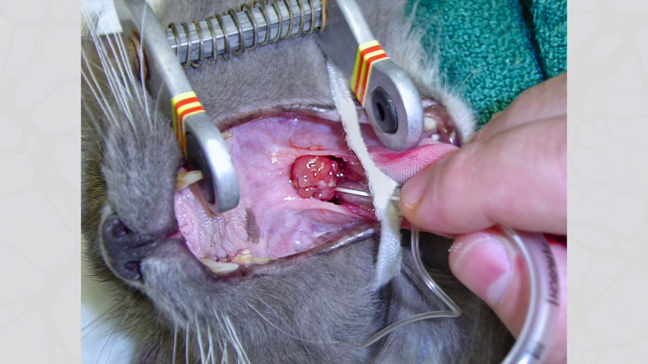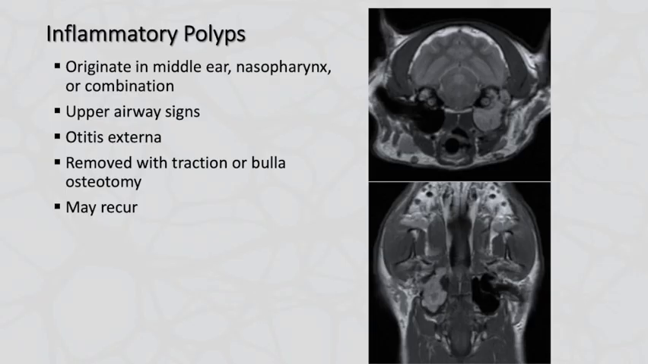And then hopefully on this image, everyone's able to recognize what is going on with this cat. So inflammatory polyps are another cause of middle ear disease and extension to cause otitis interna as well. So it's usually not the polyp itself that's causing the vestibular signs, but the secondary inflammation that occurs. Often these cats will have upper airway signs, and they are rewarding when you can get good traction and pull out these oropharyngeal polyps, but they can recur.